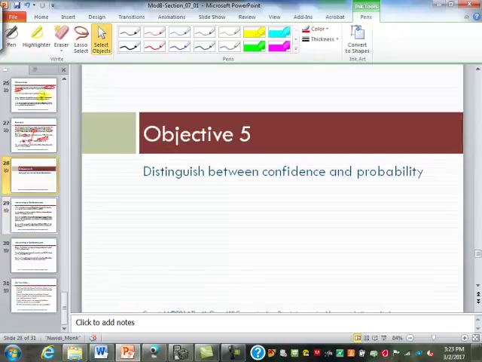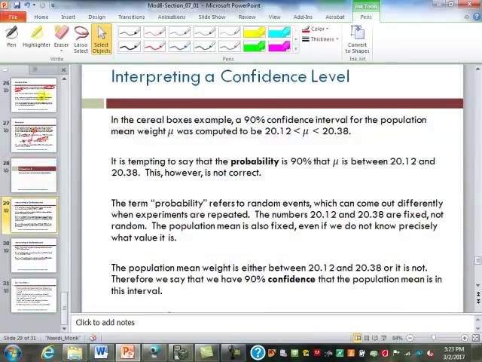Distinguish between confidence and probability. So here's the one that's a little tricky, and a lot of people confuse it. In the cereal box example, we had a 90% confidence interval. It's tempting to say that 90% of the time, or the probability is 90%, that the true mean is between those values. That's not true.